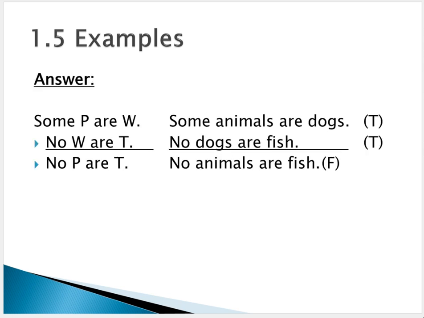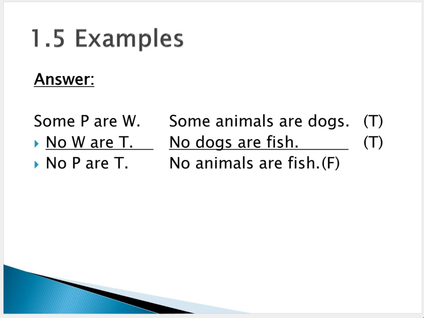Some politicians, so we use P, are what? They're people who will stop at nothing to win an election. So we called that W. That's the form of the first sentence. And the second sentence: no people who will stop at nothing, so no W's, are true statements, T. Hence, no politicians are true statements. That is the symbolic version.